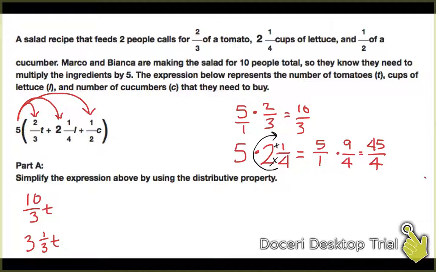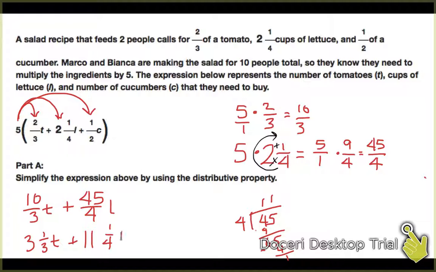So here I have positive 45 over 4 L for lettuce. If I divide 45 divided by 4, that will give me 11 1/4 bags of lettuce, or cups of lettuce.